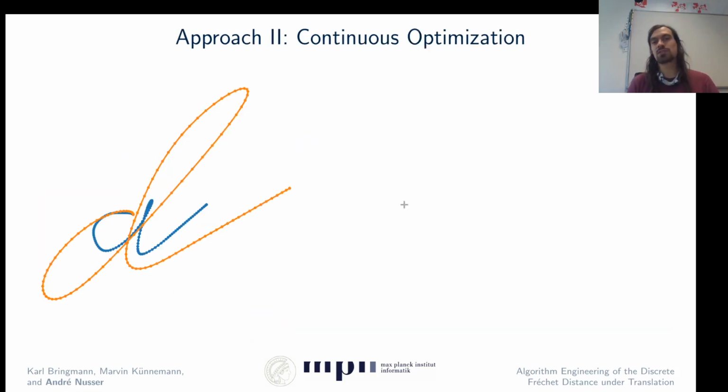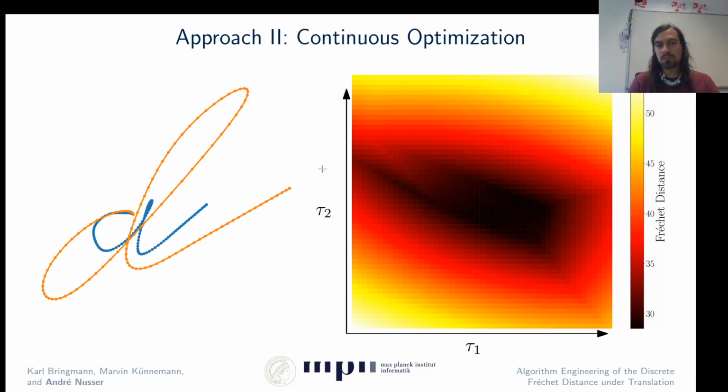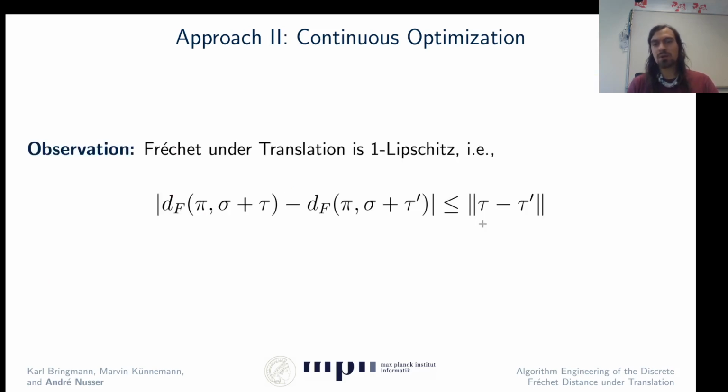And the second approach that I want to talk about is the one of continuous optimization. So here again, you see two curves, but now we take this translational space here. So these are all the two-dimensional translations, and we just plot the value of the Fréchet distance with this translation here. And we can see that this actually looks pretty smooth, right? I mean, it looks even almost convex. Unfortunately, it's not really convex, but it's globally already quite good.